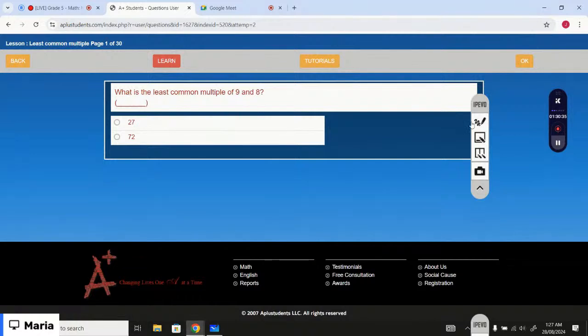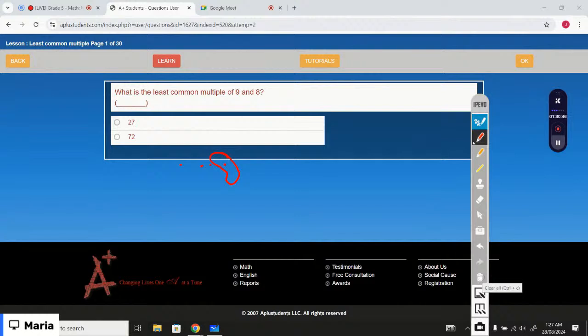So let me just tell you an important thing about the numbers, for example, 9 and 8. You know that they don't have any common factors, right? 2 times 4 makes 8, but 2 times no number makes 9. They don't have any common factor, right?